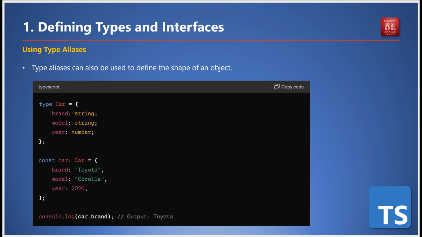On the flip side, type aliases serve a similar purpose but are more flexible. They can represent not just object shapes but also unions and intersections of types. For example, define a Car type alias specifying brand, model, and year. When you create a Car object, such as a 2020 Toyota Corolla, TypeScript ensures it matches the type alias's structure.